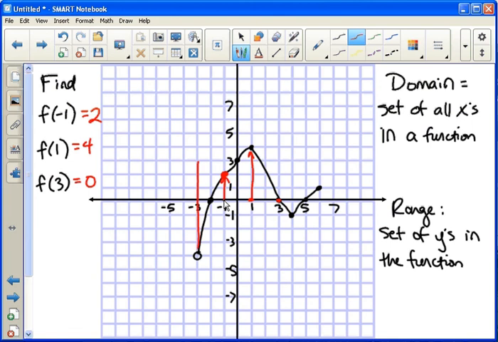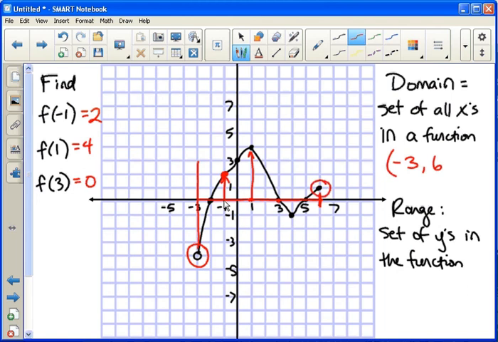Now if I just keep moving along the x-axis, we continue to have values until we get to 6. The graph stops at 6. So the domain would be from -3 to 6. Now you do have to put parentheses or brackets around these. If, like at -3 right here, it's an open circle, then you put a parenthesis. If, like right here at 6, it's a closed circle, you put a bracket.